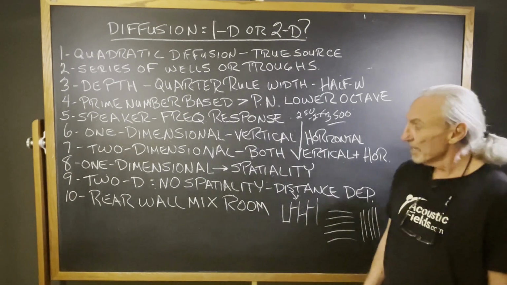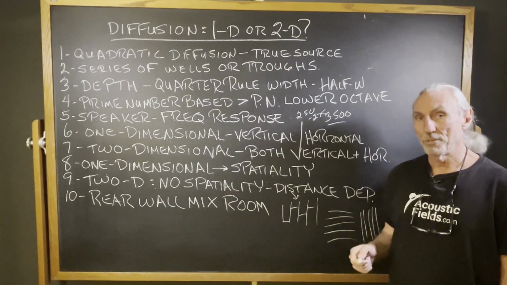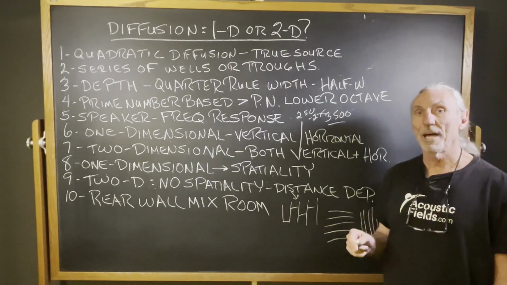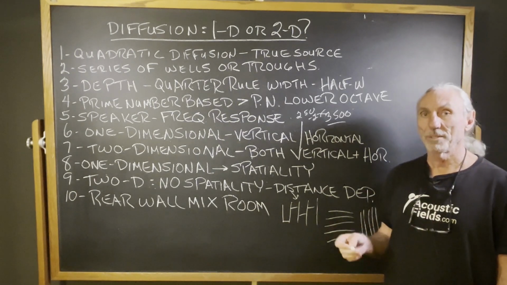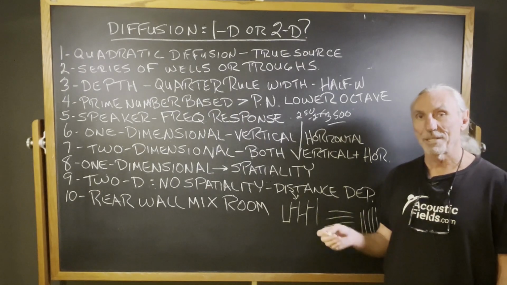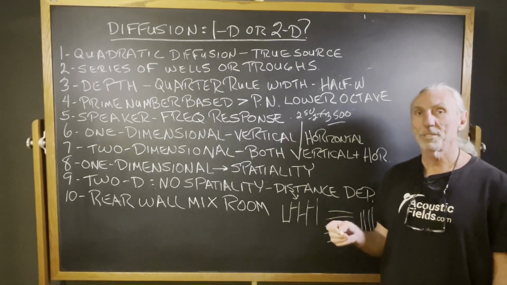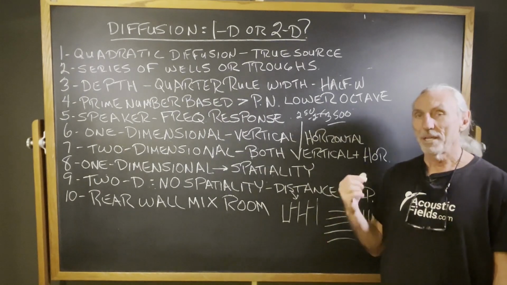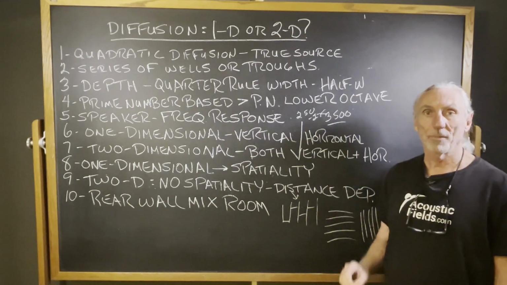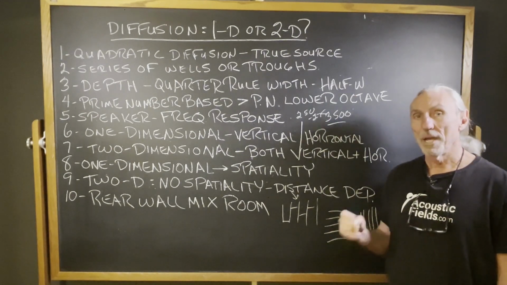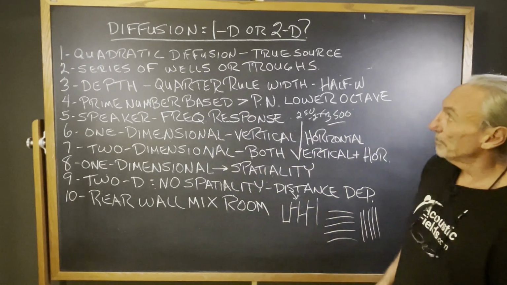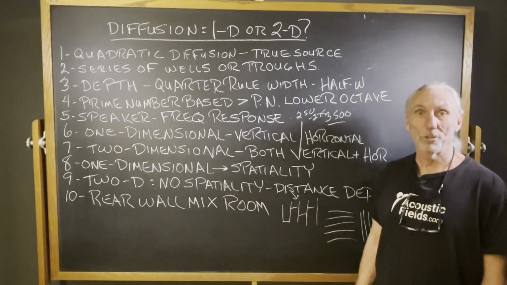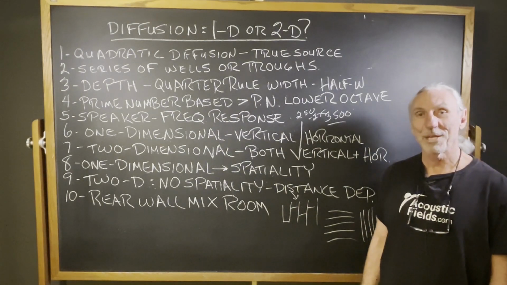So diffusion's a great, great tool, but you got to have a lot of other things in the room done first, correctly. You got to have your absorption rates and levels correct, your reverberation times, your attack and decay rates. So a whole series of things that you have to have in order to use this tool of diffusion correctly and create a truly diffused sound field within your room. Diffusion, 1 dimension or 2. Hope this helps. Thank you.